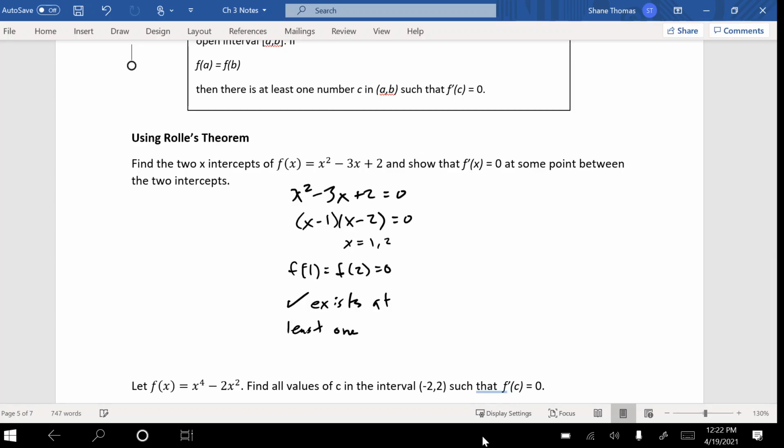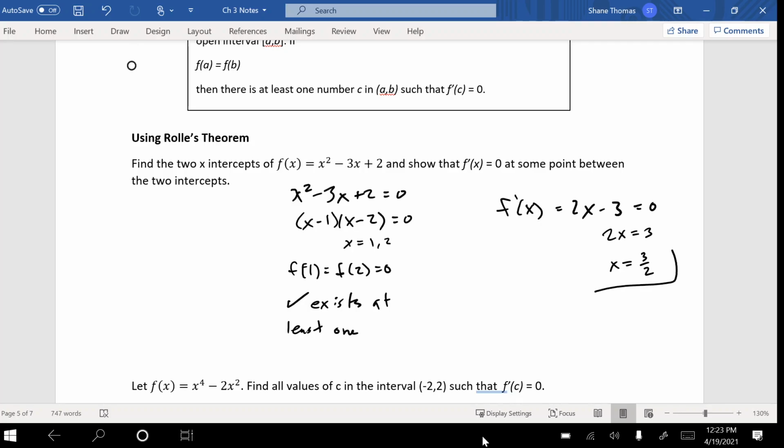So let's find that point. If we want to find a critical value, what do we do? Differentiate, set it equal to 0. F prime of x will be 2x minus 3 equals 0. If I want to solve this for x, what do I need to do now? Take 3 over. So then x is going to be 3/2.